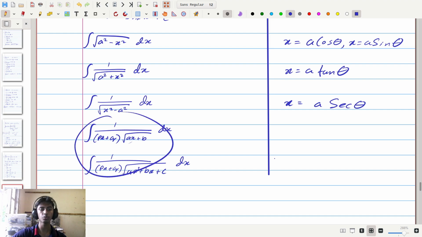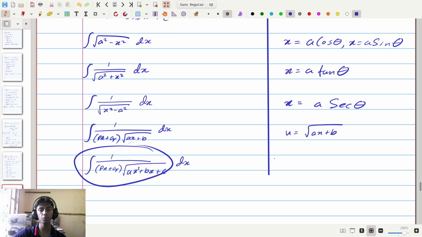For the very last two, for the first one we're going to use a substitution saying that, let's say, u is equal to the square root of ax plus b. And for the next one, we're going to use the substitution that 1 divided by u is equal to px plus q.